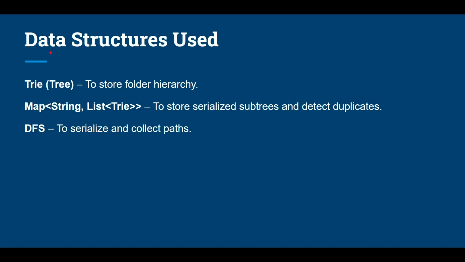So what data structures will we use? We have a trie as a tree to store the folder hierarchy. Then we'll use a map, where we have a string and a list of tries, so we'll store the serialized subtree and detect the duplicate values. And this is our DFS to serialize. So let's understand the code and how we are going to implement it.